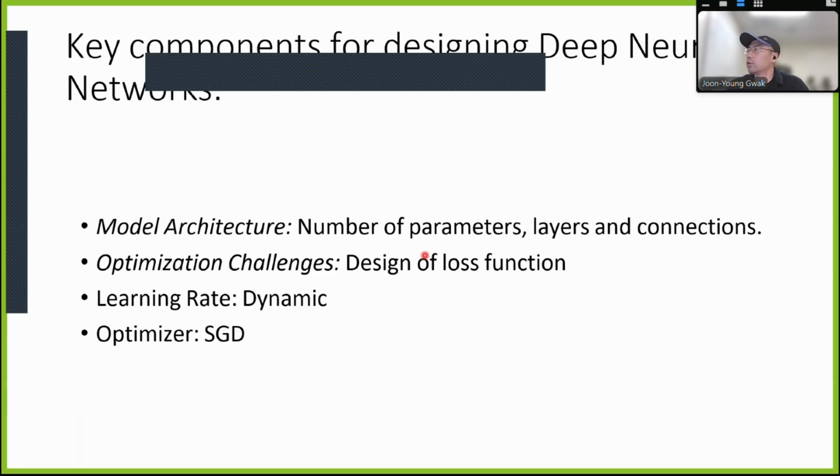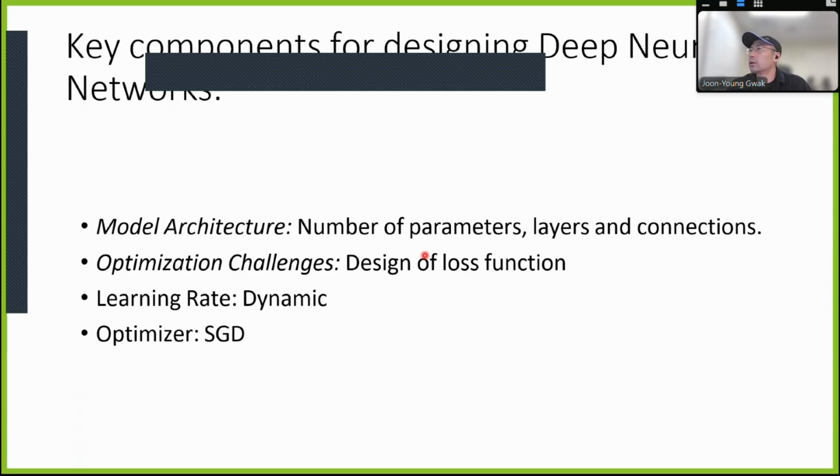And also, deep learning training lacked some small tricks in terms of the learning rate or the optimizer. Also, the model architecture improved, which led to deep learning becoming more mainstream.